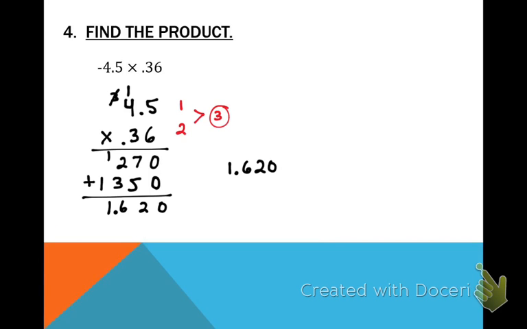Let's go back to the original problem. How many negatives do you see there? One. So is my answer going to be positive or negative? Negative, because that's an odd number. There was only one, so my answer is going to be negative. Now, do I need this last zero right here? No. Any zeros at the end after a decimal point do not need to be there. I would not count it wrong if you left it there, but you do not need to keep zeros at the end when they come after a decimal point. So the correct answer is negative 1.62. If I was to read that correctly, it would be negative 1 and 62 hundredths. Very good, because that's in the hundredths place.